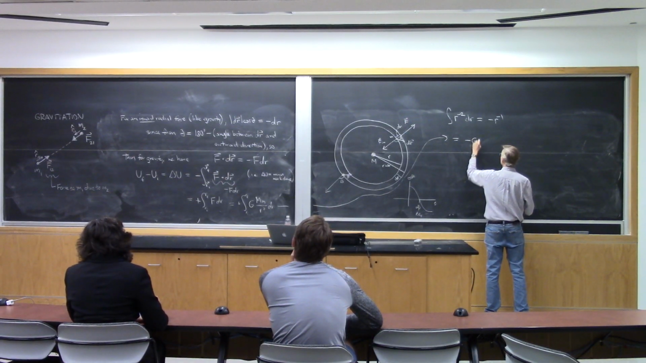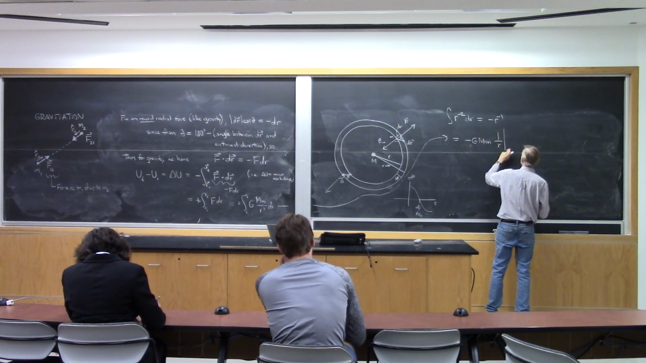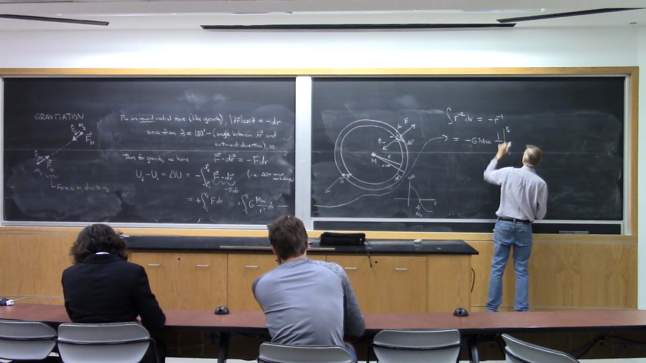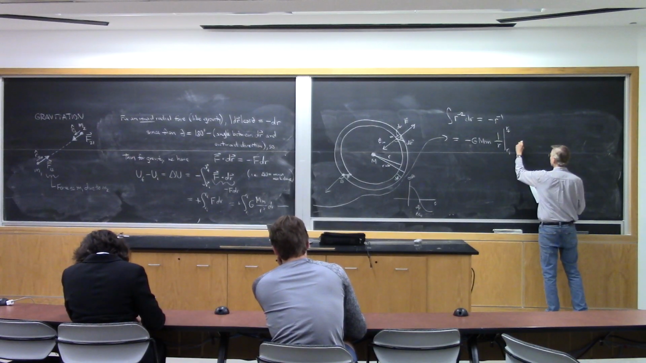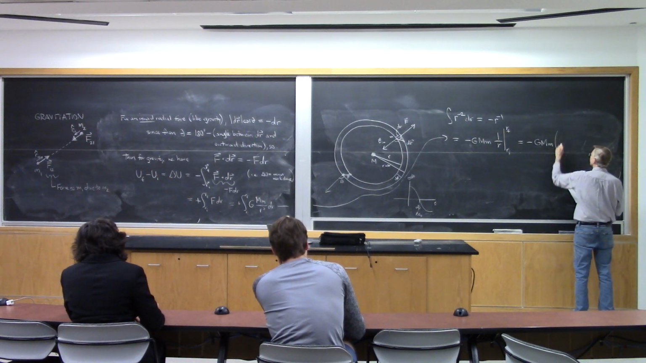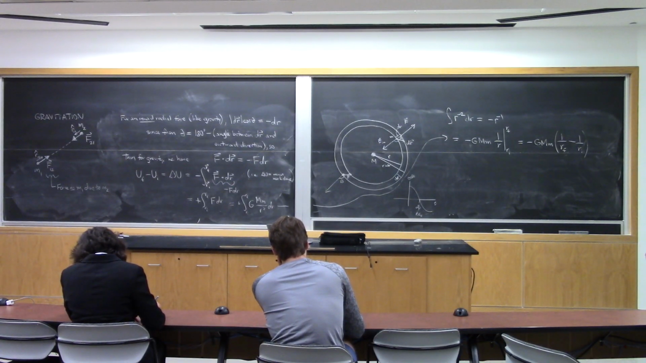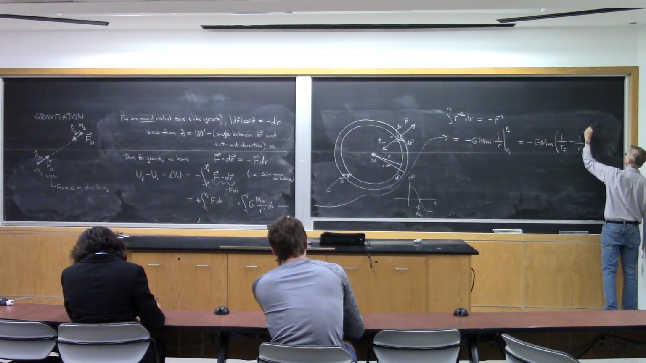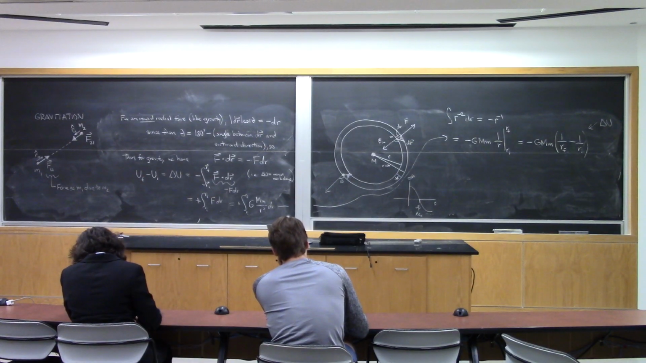So this is equal to minus G big M little m times 1 over R, evaluated between Ri and R final. Or in other words, it's minus G big M little m times 1 over Rf minus 1 over Ri. That is the change in the potential energy.